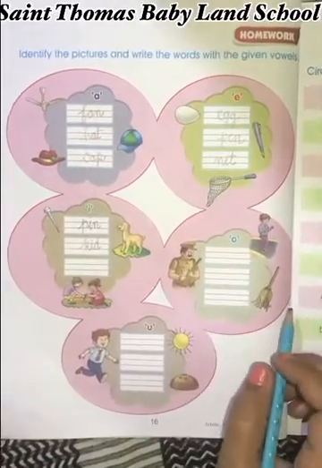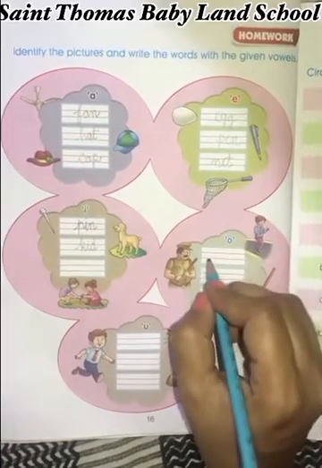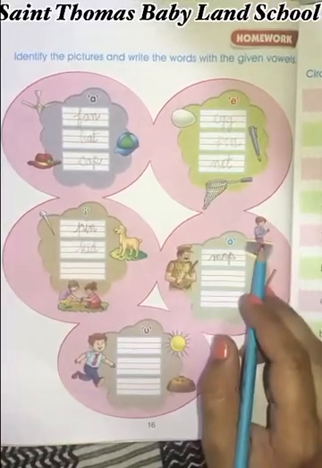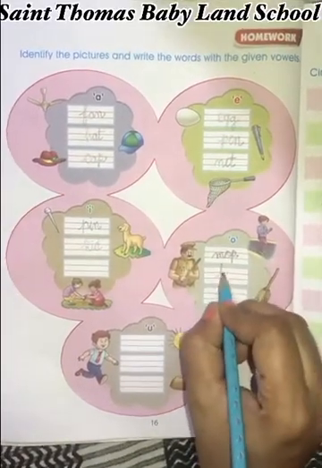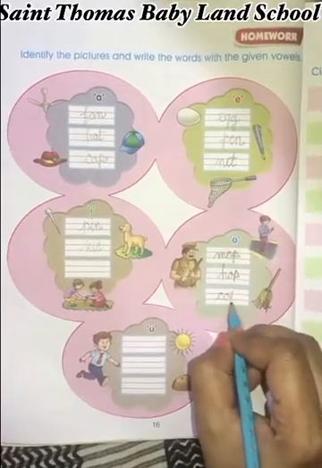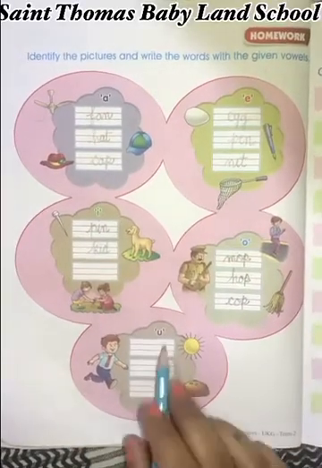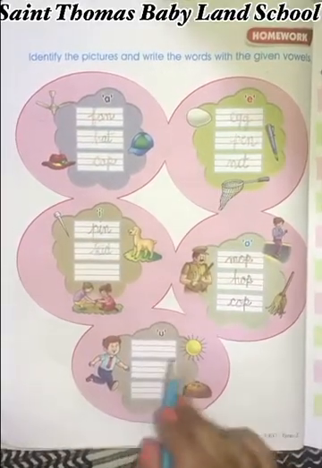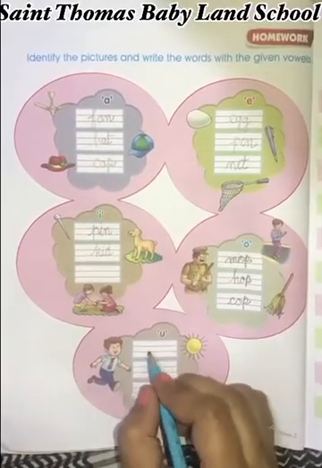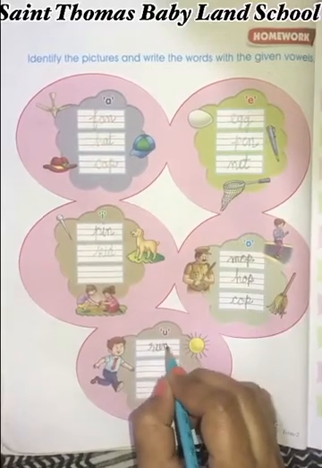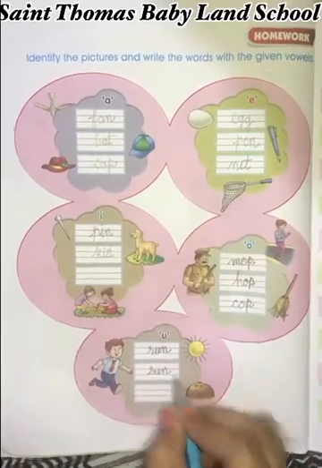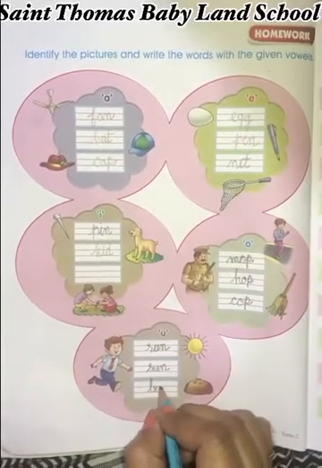Now next vowel is O. What is this? This is mop. So write here M-O-P, mop. This is hop. H-O-P, hop. And cop. C-O-P, cop. Okay. Now next vowel is U. What is this? Run. This boy is running. So write here run. And sun. S-U-N, sun. And next is B-U-N, bun.